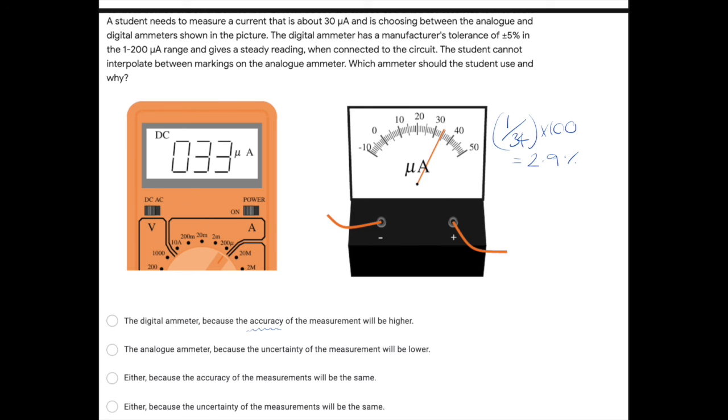The reason that we can discount option C is because we know that the accuracy of the two measurements can't possibly be the same. Remember, accuracy is about how close it is to the true value. The question tells us that it's about 30 microamps. The reading on the digital ammeter is closer to 30 than the reading on the analog meter, and therefore we can discount option C. However, we don't know for certain that the digital ammeter is always going to be higher, but we can definitely say that the uncertainty will be lower. So that is why option B is the best one to choose.